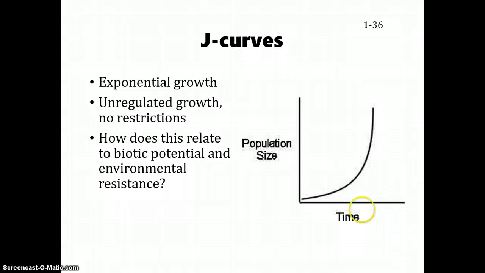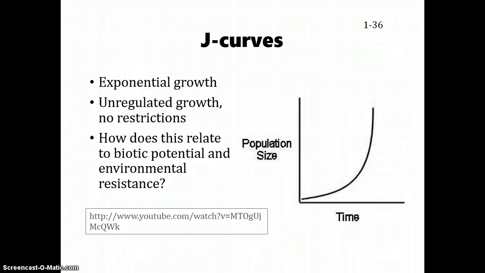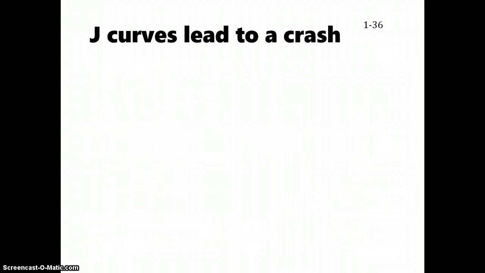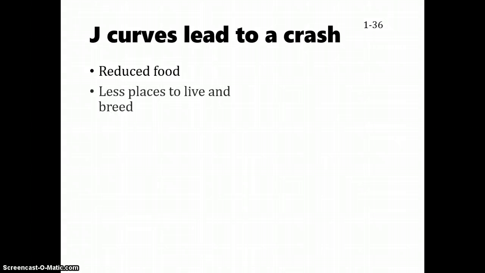Now, if this population keeps growing higher and higher, taller and taller, more and more individuals, what do you think will happen? Well, more than likely, we're going to see a crash. This population can't keep growing exponentially. There's going to be way too many organisms. A lot of organisms is going to lead to reduced food. If you have 20,000 mice all eating similar things, they're going to end up running out of food.